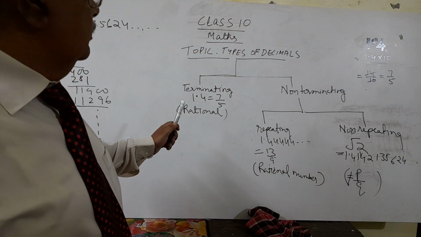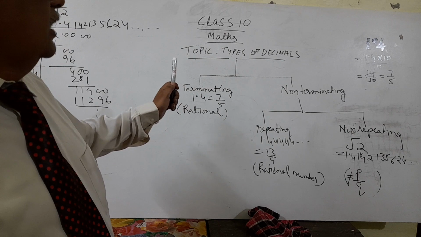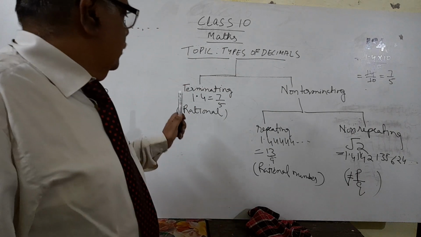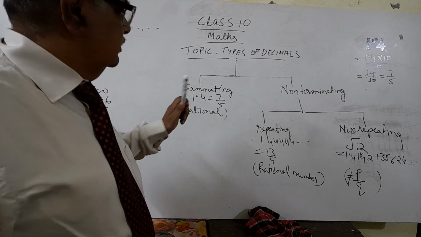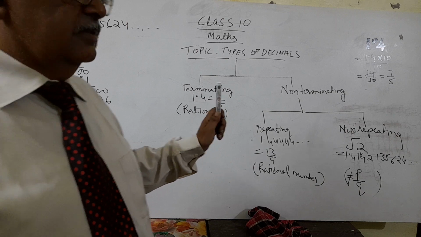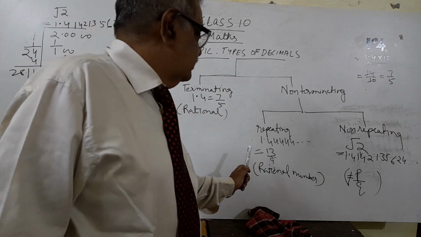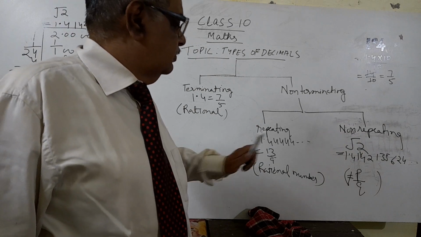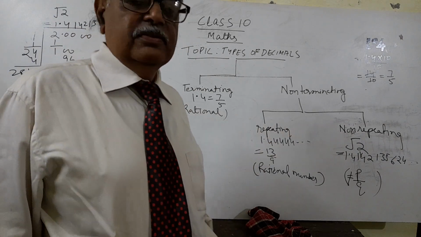So what I am trying to tell you is, today we have studied types of decimal. Decimals can be of two types. One is terminating decimal, which is rational. The other is non-terminating decimal. Non-terminating decimal can be of two types: one is repeating, the other is non-repeating. The repeating is also rational, but non-repeating is not rational.